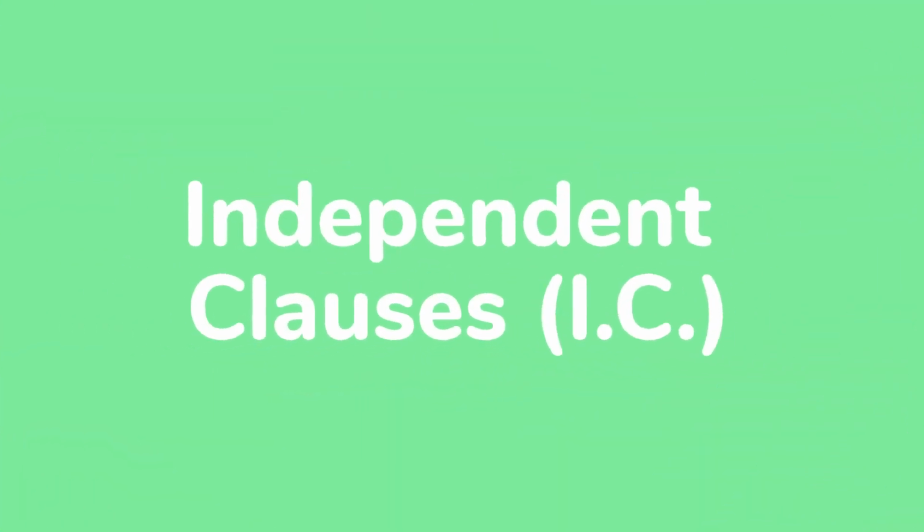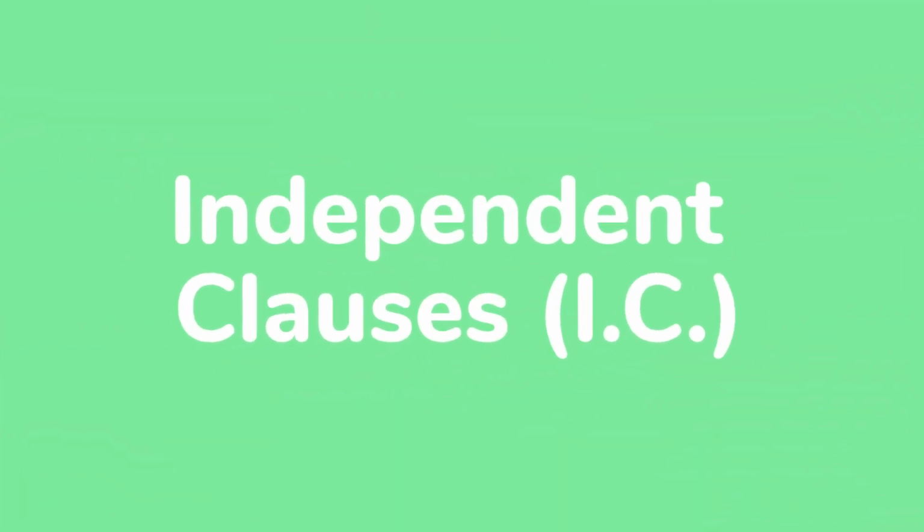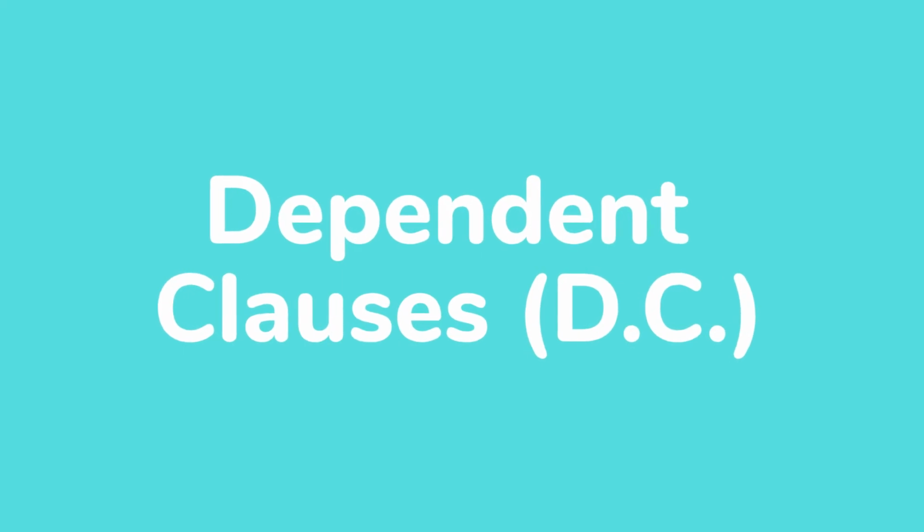So for the sake of this next video, we're going to talk about joining these clauses together and how that works. The independent clauses are always going to be green because they are like a complete sentence and good to go. And the dependent clauses are going to be blue because they're not a complete sentence.